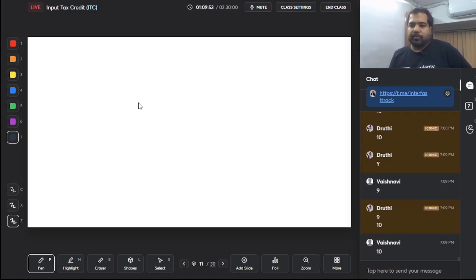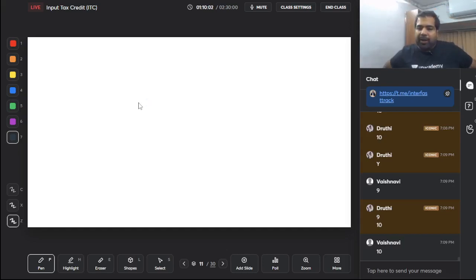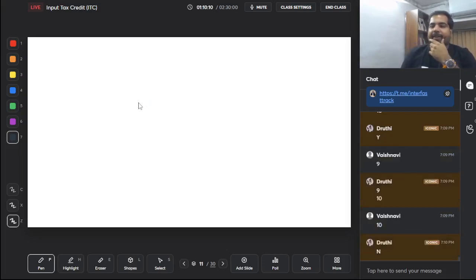Perfect. Guys, please tell me, if in life you get everything you want, will you remind your parents that dad, mom, I wanted a laptop, I wanted a mobile phone? No. If you get everything that you want, will you have to remind them? No. But guys, in GST, you are supposed to file your return. If you don't file your return, will the government have to remind you?